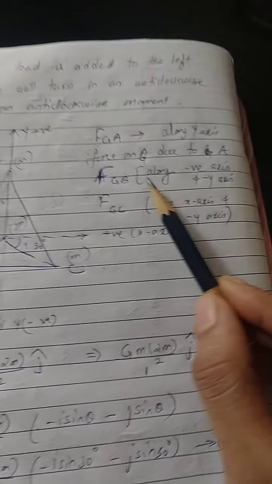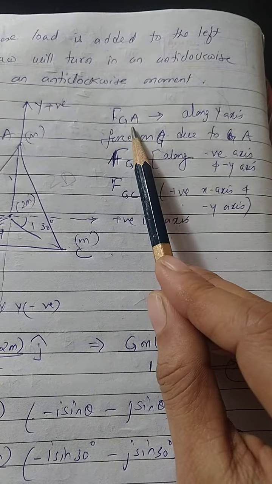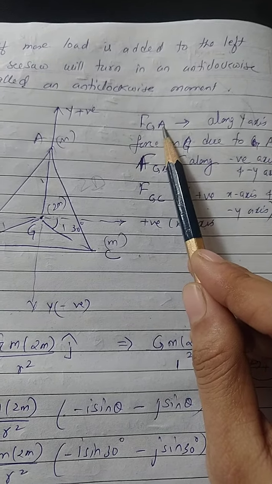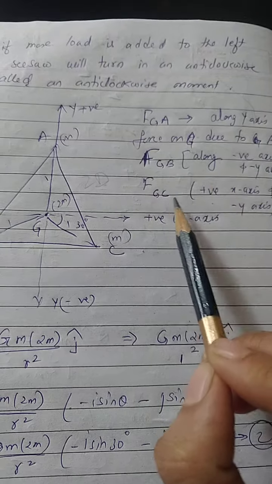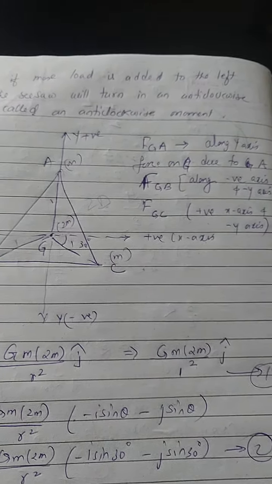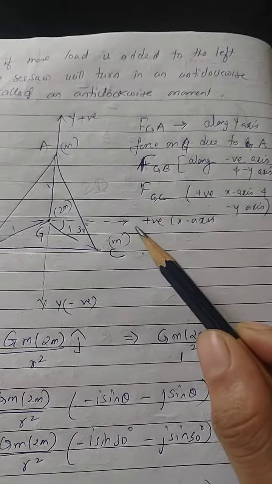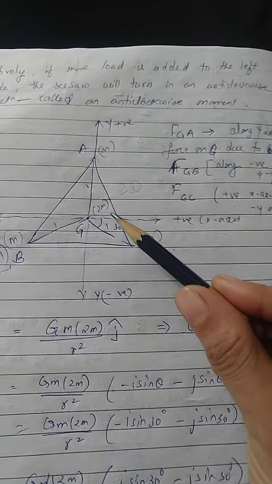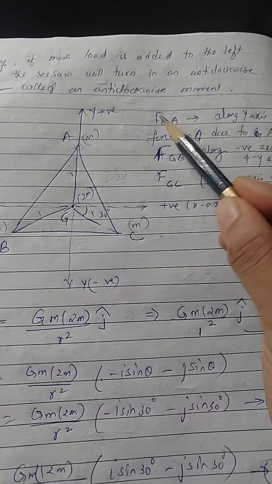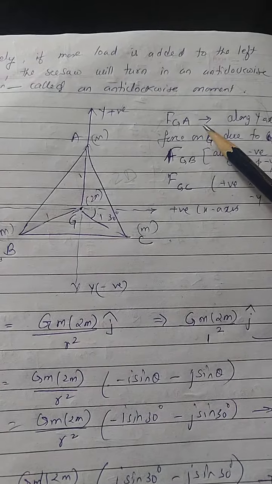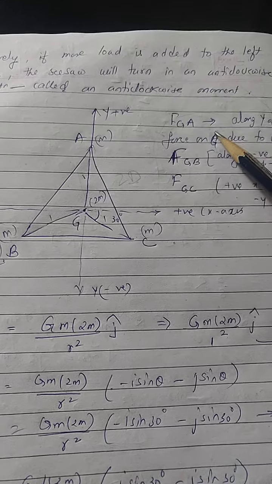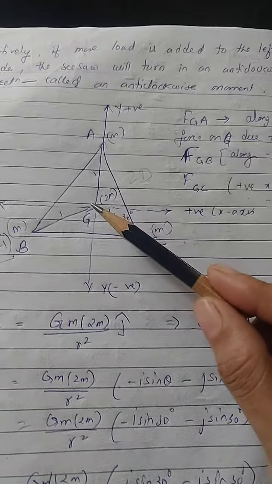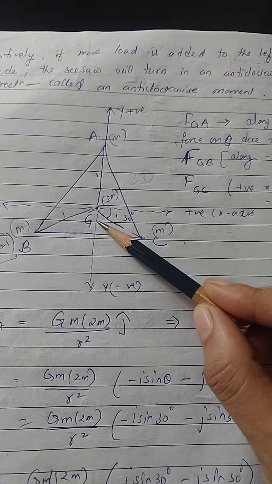It means I have to calculate the force acting on G by A, on G by B, and on G by C. So here we have three different forces from three different vertices of the equilateral triangle, and if I sum up these three forces, I will easily get the resultant force acting on the mass 2m kept at the centroid G of the triangle.